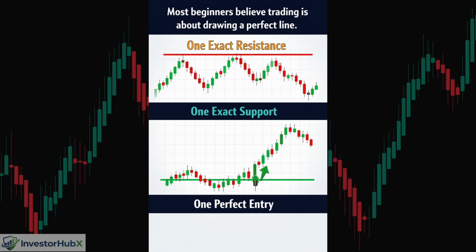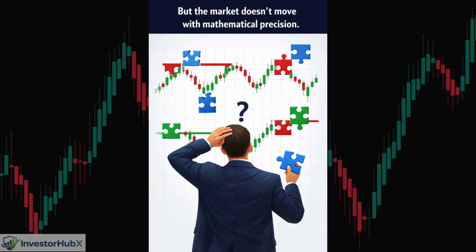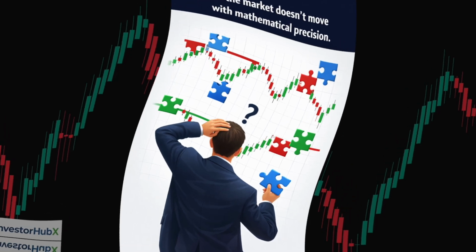Most beginners believe trading is about drawing a perfect line, one exact resistance, one exact support, one perfect entry. But the market doesn't move with mathematical precision. It reacts within zones, and that changes everything.